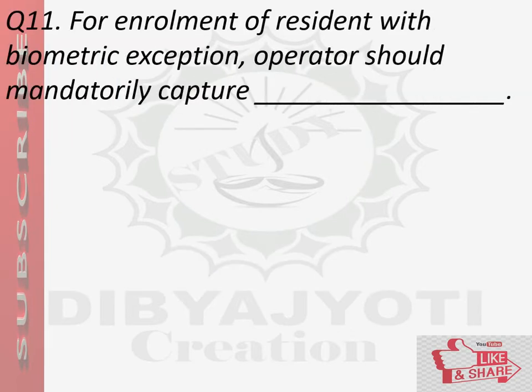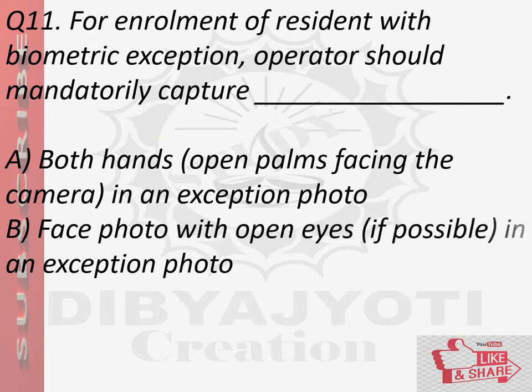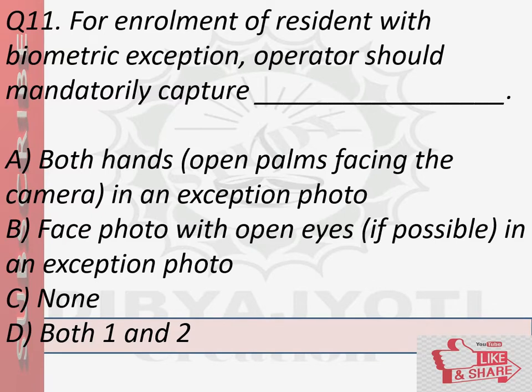Next, for enrollment of resident with biometric exception, operator should mandatorily capture dash. Option A, both hands in an exception photo. Option B, face photo with eyes open in an exception photo. Option C, none. Option D, both 1 and 2. And the answer is both 1 and 2: both hands in an exception photo, and face photo with open eyes in an exception photo.